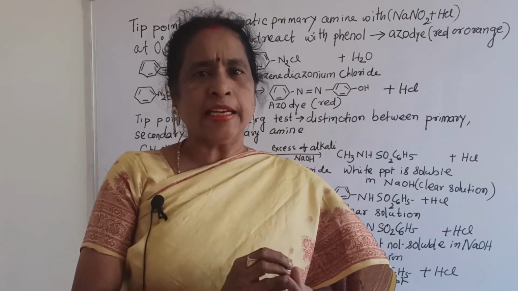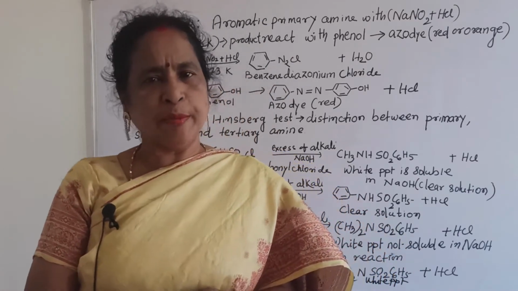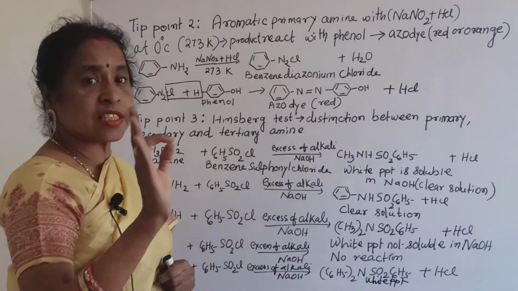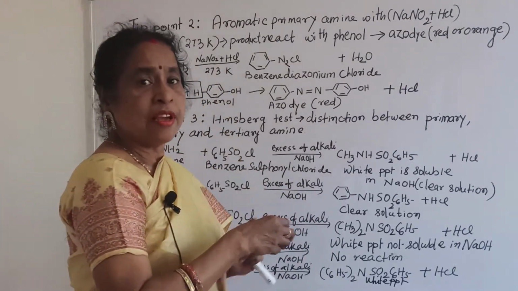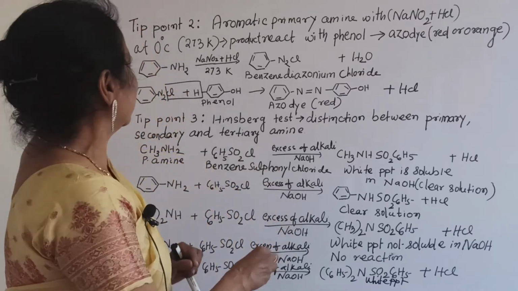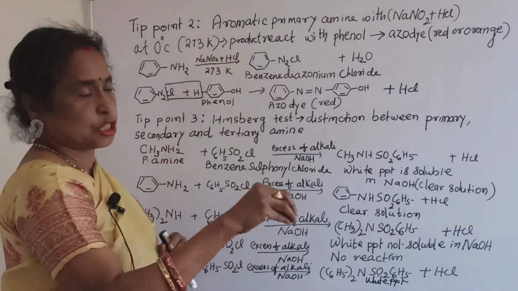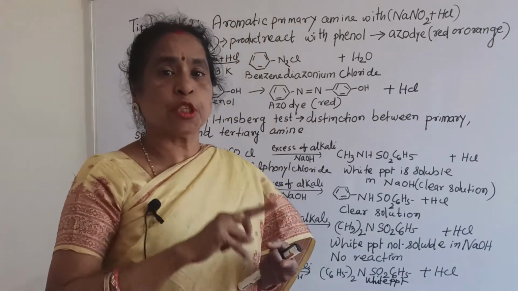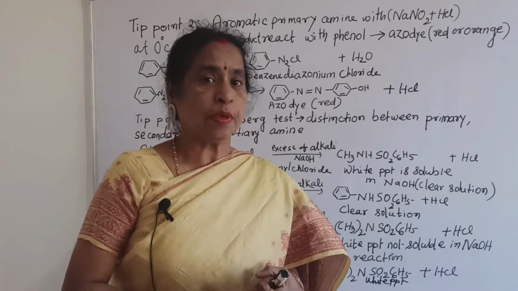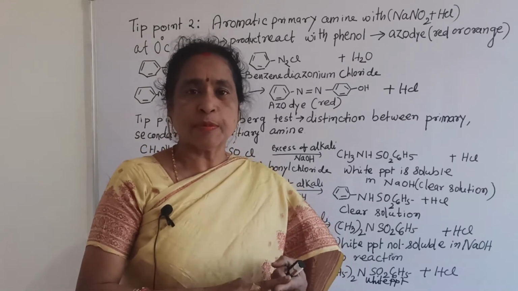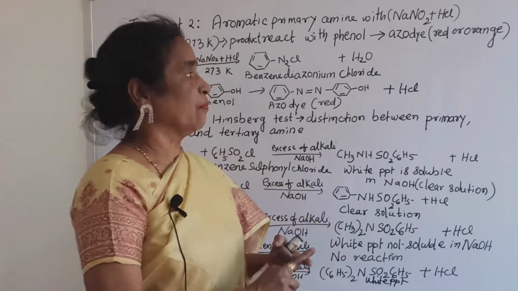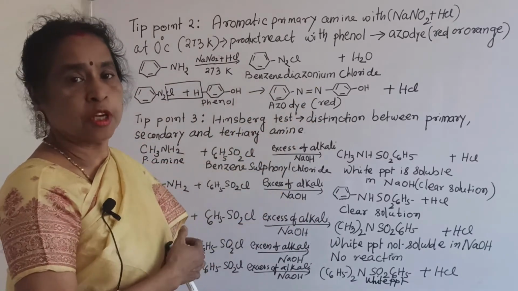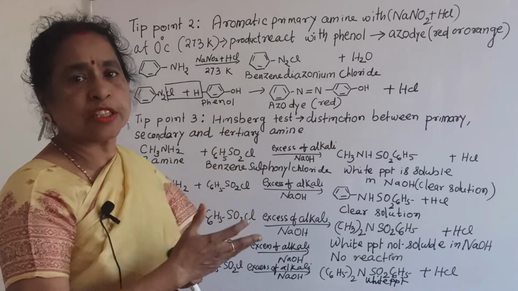Aniline, which is an aromatic primary amine, reacts with nitrous acid. This nitrous acid is not available in the lab, so you have to prepare it immediately. That is why take aniline in a test tube and add sodium nitrite and hydrochloric acid. But the temperature should be maintained. What is the temperature? 0 degrees centigrade, that means 273 Kelvin. Then only it gives benzene diazonium chloride.